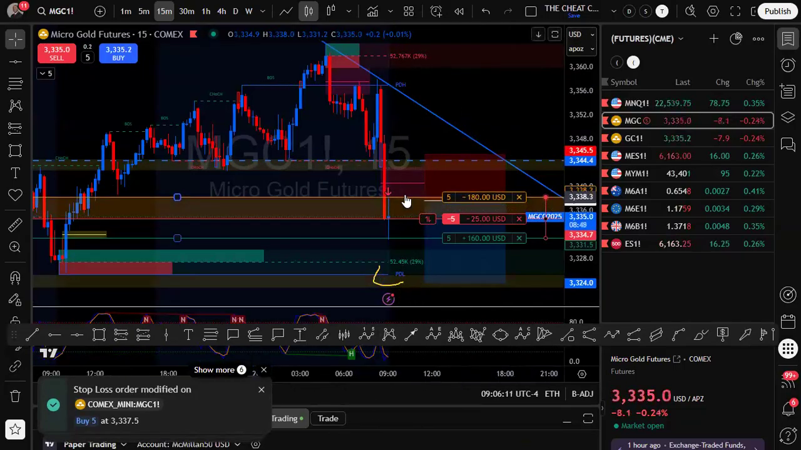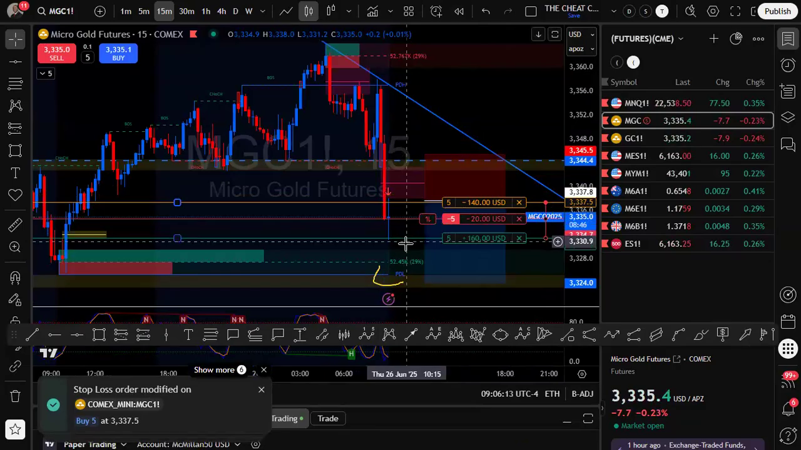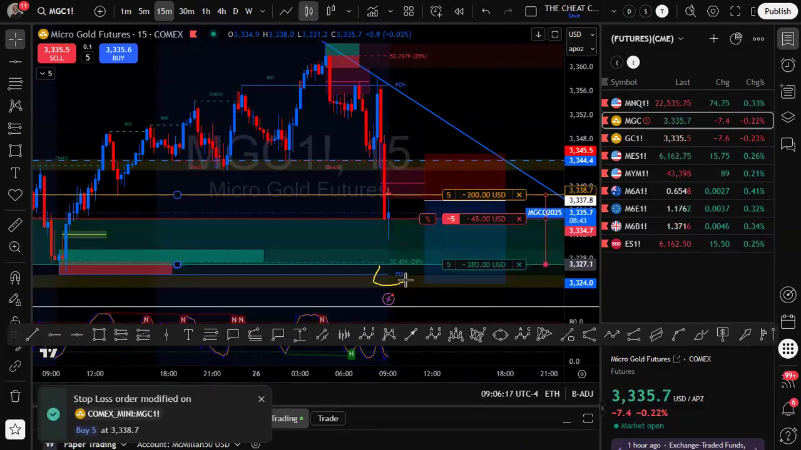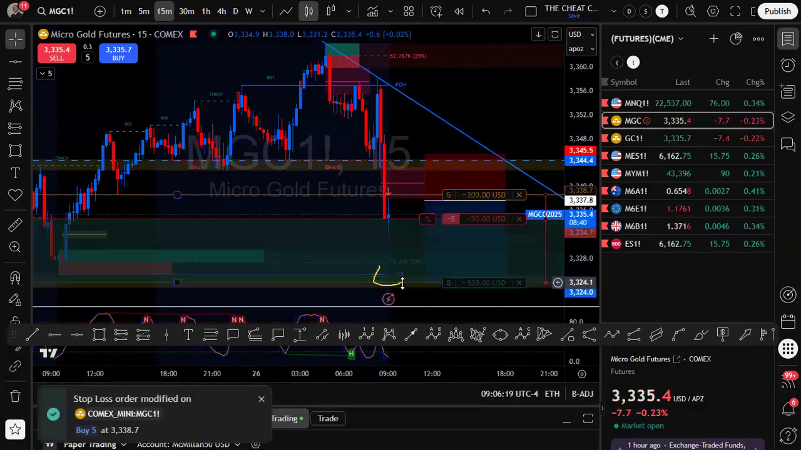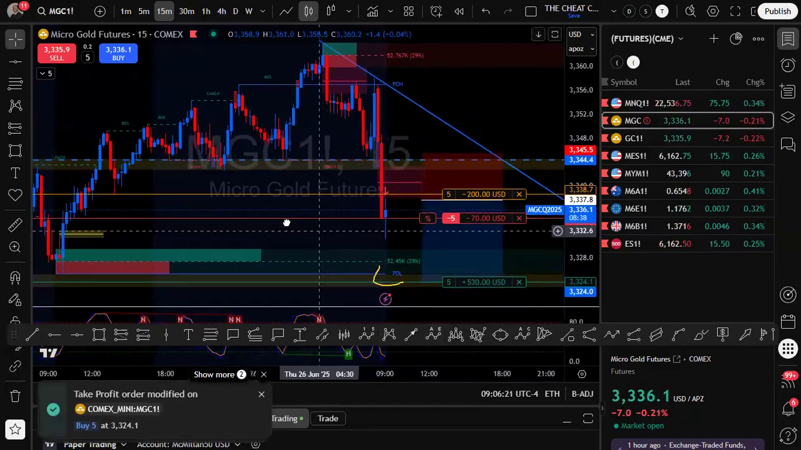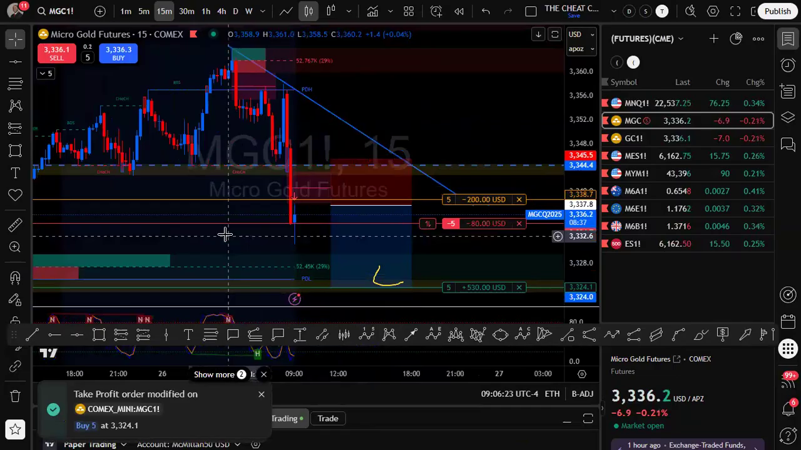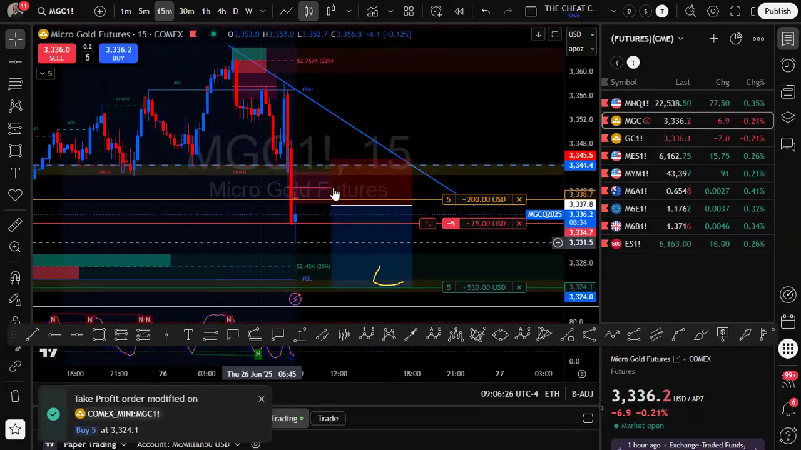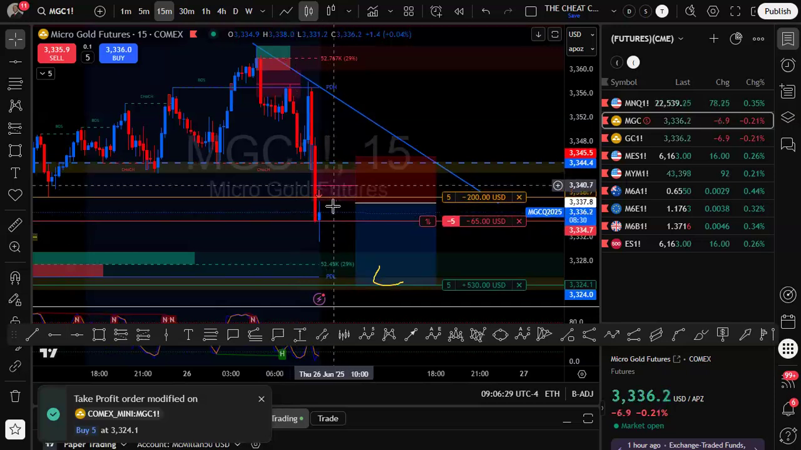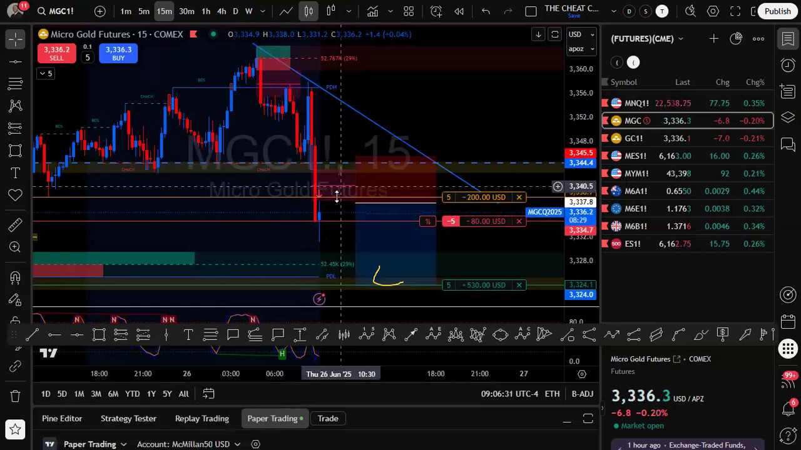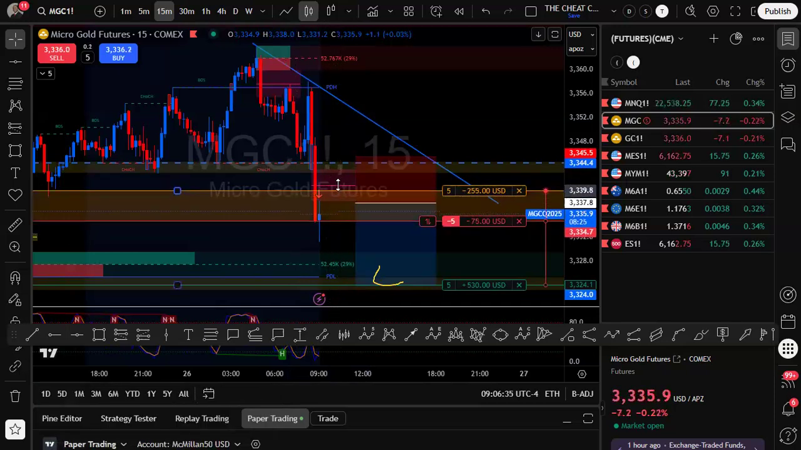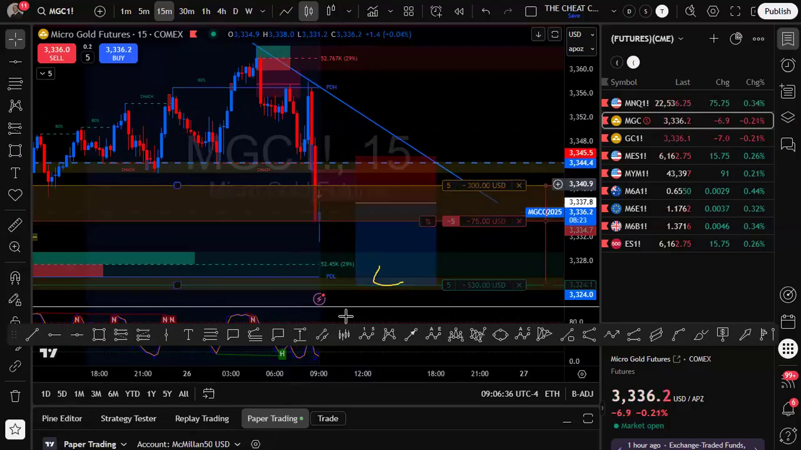So I'm going to pull this stop loss all the way up above this wick, and then TP go all the way down to here. We're going to give that a shot. Price might actually retest this area and then push on down. Might actually pull the stop loss maybe up to here.